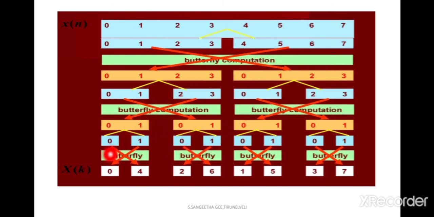Then correspondingly we can get the answer of 0, 1, 2, 3, 4, 5, 6, 7 in the bit reversal order, which means the 0th value has bit reversal 0, the 1 value has bit reversal 4, the 2 value has bit reversal 2, the 3 value has bit reversal 6, the 4 has bit reversal 1, the 5 has bit reversal 5, the 6 has bit reversal 3, and the 7 has bit reversal 7. So the corresponding values will be noted.